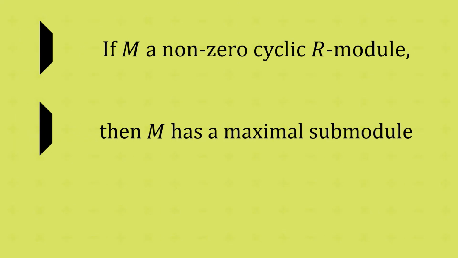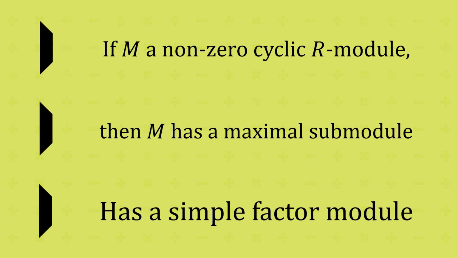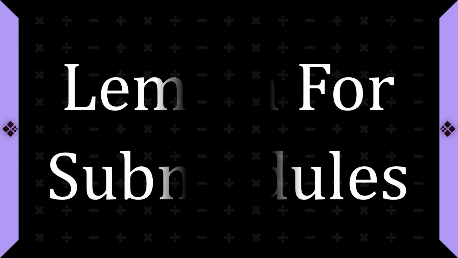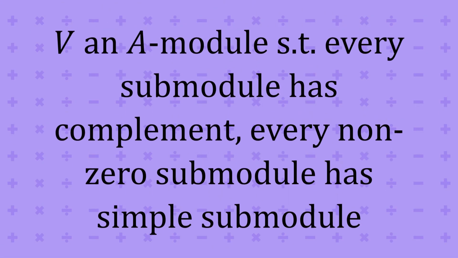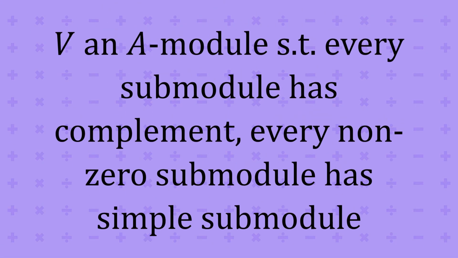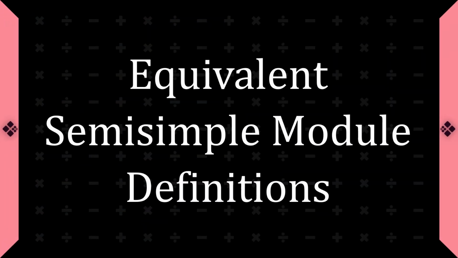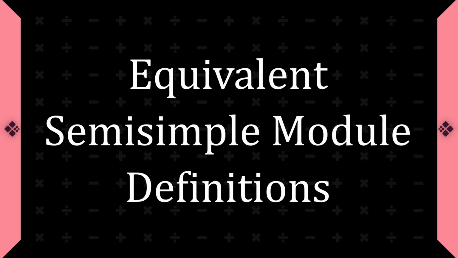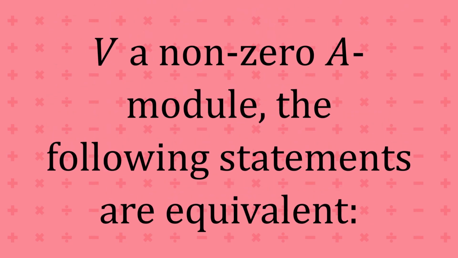If M is a non-zero cyclic R module, then M has a maximal submodule and hence has a simple factor module. We also have this lemma for submodules. If V is an A module such that every submodule U of V has a complement, then every non-zero submodule of V has a simple submodule. Using this, we can prove the following theorem, which describes equivalent ways to define a semi-simple module.